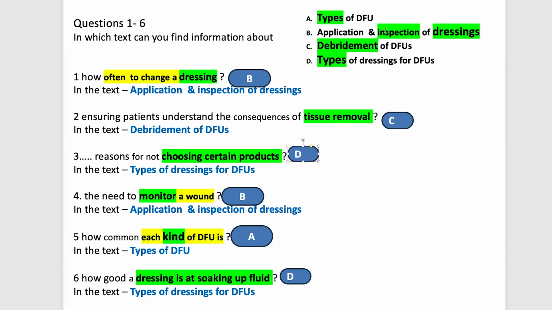Then monitor a wound, inspection, monitor. Synonyms, right? So monitor a wound, inspection of dressings. So each kind, which type? Kind is a synonym of types. And dressing is talking of fluid. So types of dressings for DFUs. Once you have this idea, since you have dressings in two options, you need to take inspection of dressings. Otherwise, only dressings will be okay. Types, dressings, debridement. Again, you have types of dressings. Types of DFU, types of dressings.